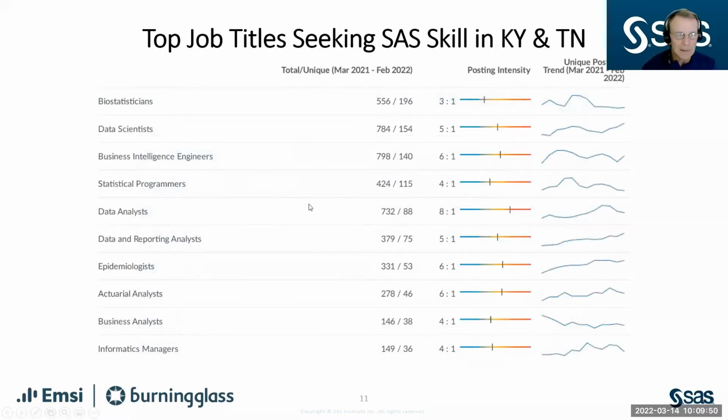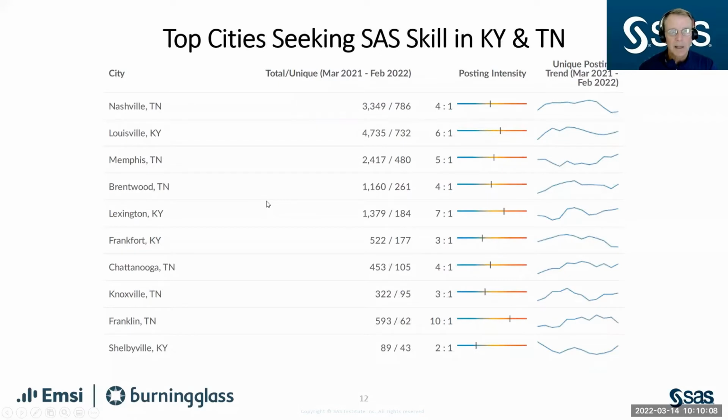Familiar with them myself. And again, the job titles that are most showing up with SAS skills. Biostatistician comes to the top, but data analytics and reporting are right there too. The top cities, of course, Nashville being the fastest growing city, I think, in the United States right now. But you also see Louisville, Memphis, Brentwood, Lexington, Frankfurt.